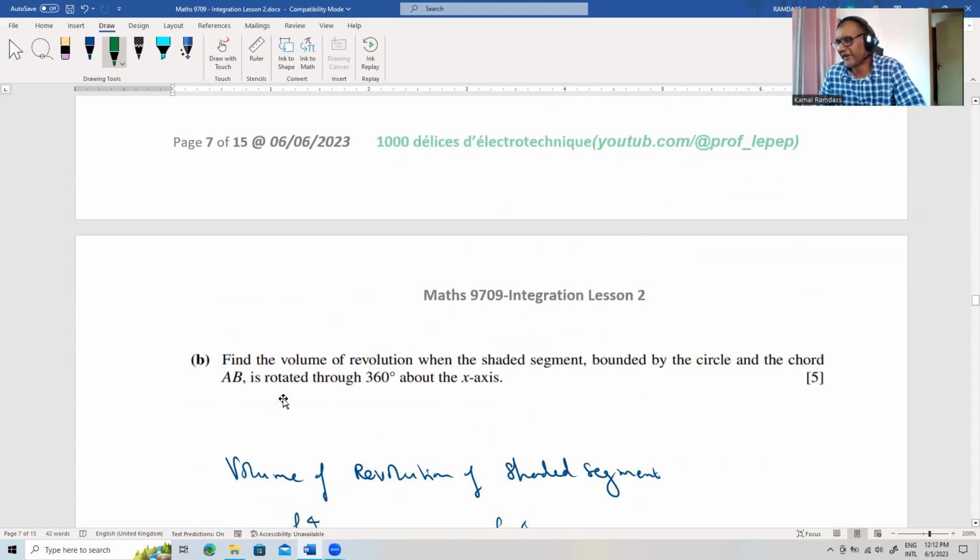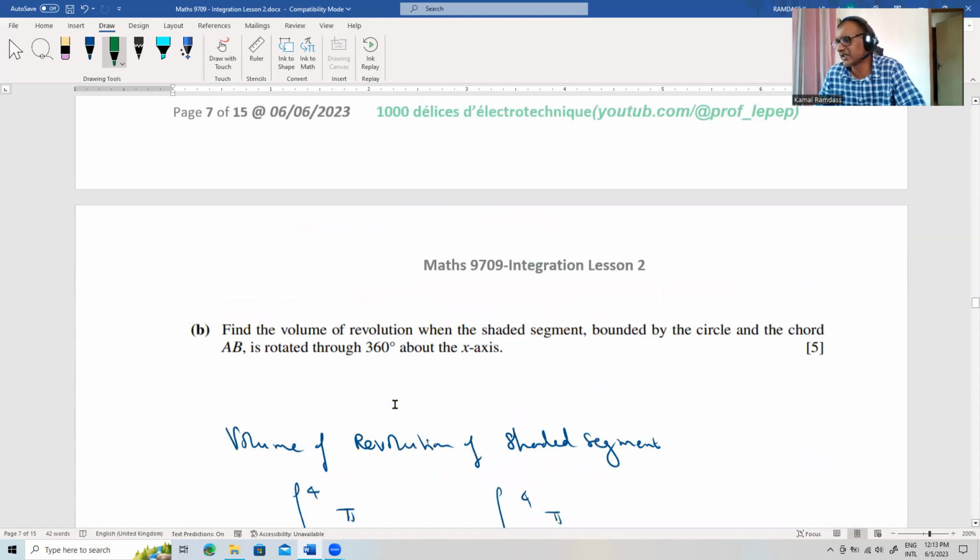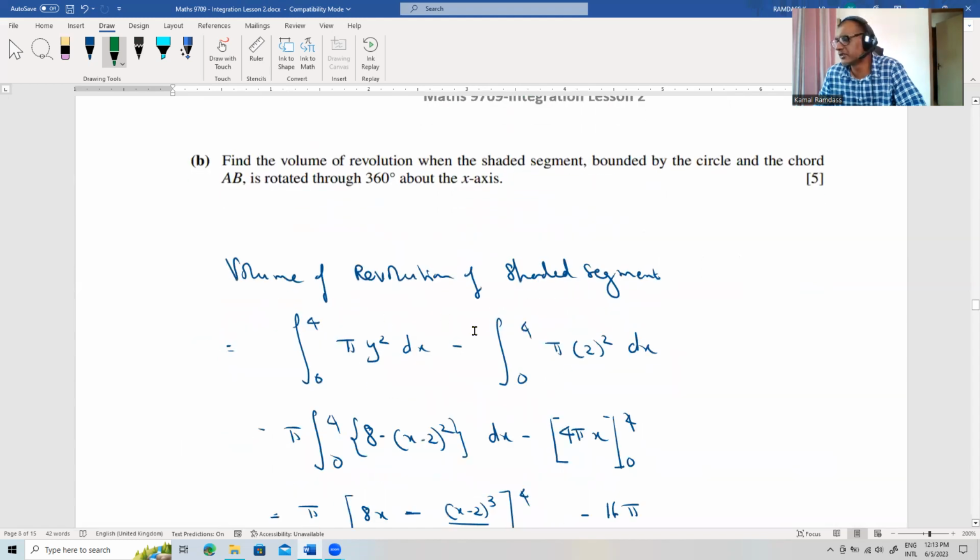Now, we find the volume of revolution when the shaded segment bounded by the circle and the chord AB is rotated through 360 degrees about the x-axis. Well, volume of revolution, the formula is pi y squared dx.